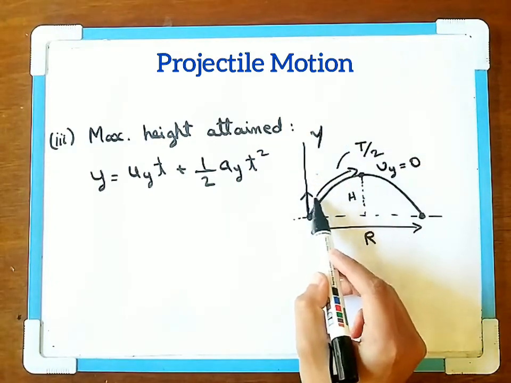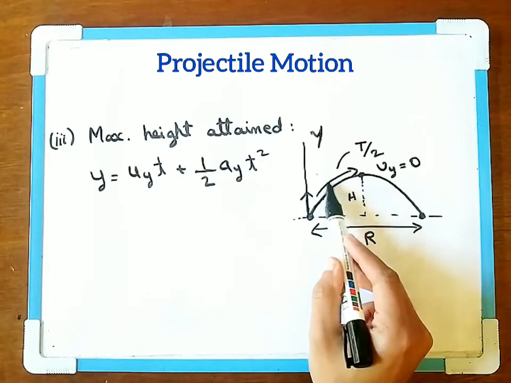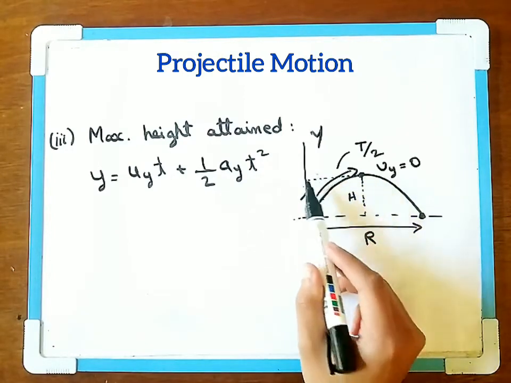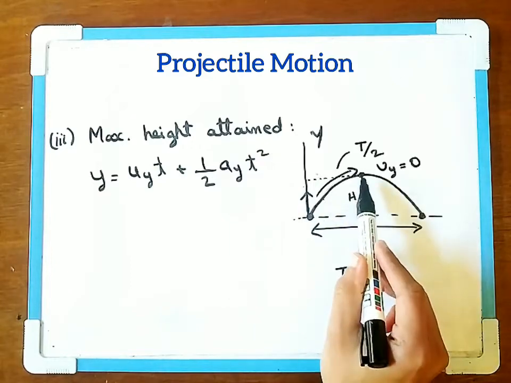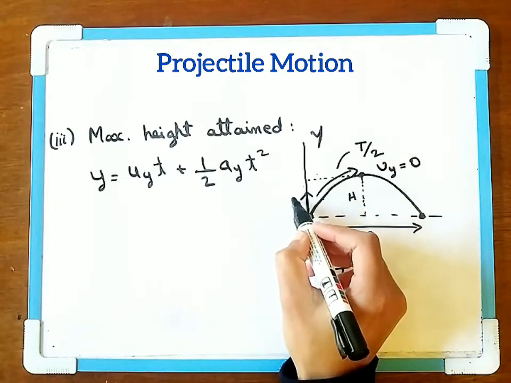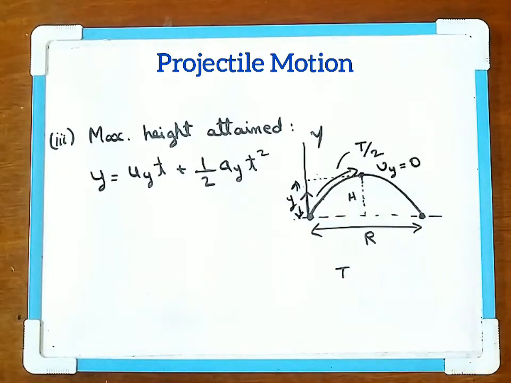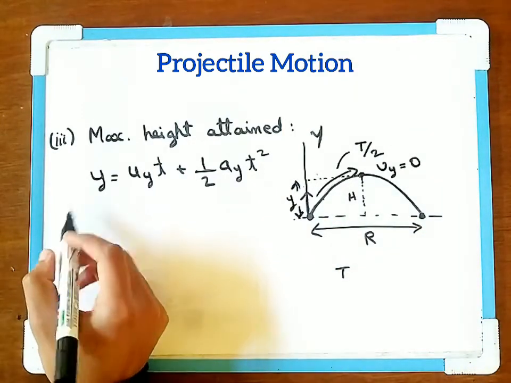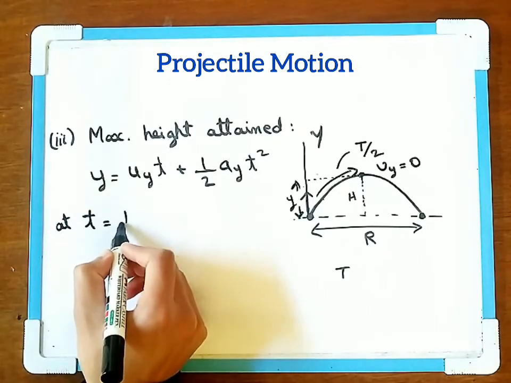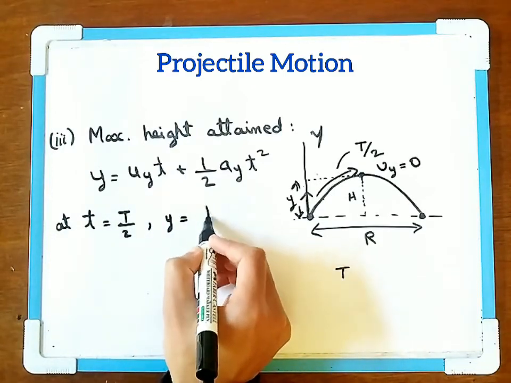So at this point it has some value. At this point, if the projectile reached this point, it has some value. If it reached this point, y has some value. If it reached this point, then this y is equal to h. So at t is equal to T by 2, your y is equal to h. So here we'll have to put that value again, at t is equal to T half, y is equal to h.